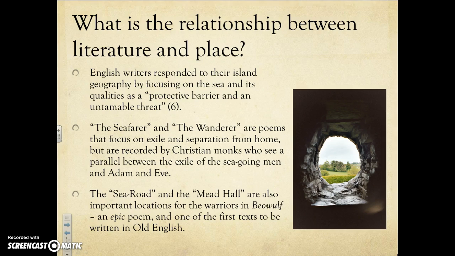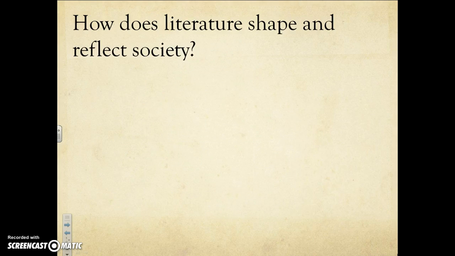Sea Road and Mead Hall, these are the kind of archaic structures and archaic terminology that you'll see in Beowulf. Of course, the Sea Road is the ocean. The Mead Hall is the warm gathering place that protected them from the rather harsh outside elements. These are important locations in Beowulf, an epic poem, which is one of the first texts to be written in Old English. We're going to talk more about Old English. It is not how Shakespeare wrote. Old English is actually more like a German language than it is like the English we speak today.